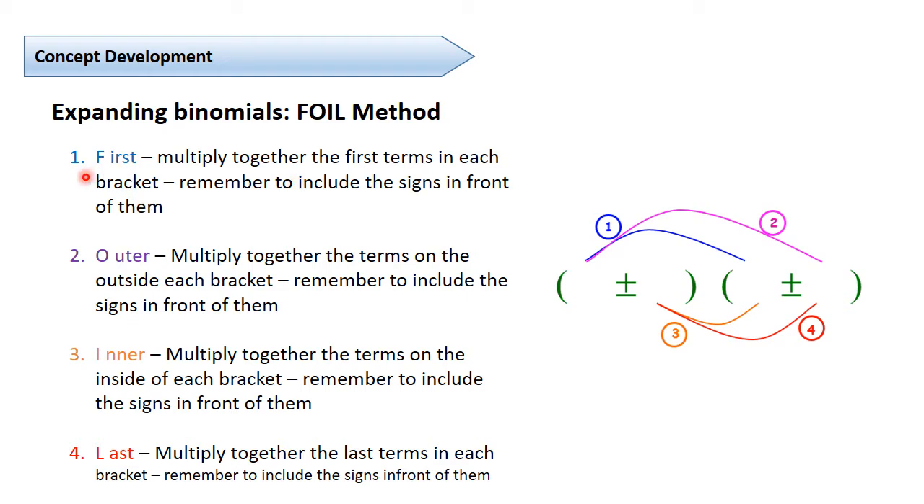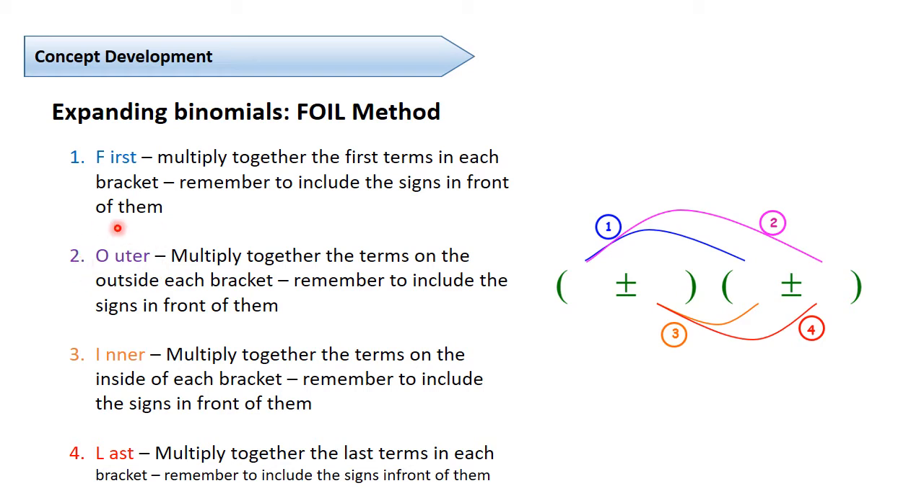So, first, we multiply together the first terms in each bracket. The first is in blue, and it corresponds to our blue line over here. This number here is left blank, but you could imagine that there would be a term here, here, here, and here, just like we saw with our lengths and widths before. Now the blue one, we multiply the first terms together in both sets of brackets.